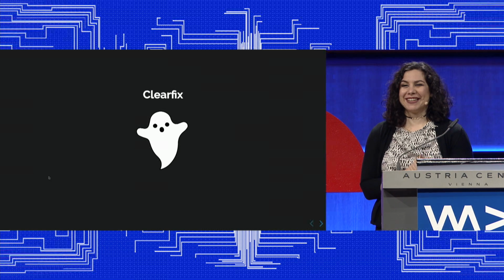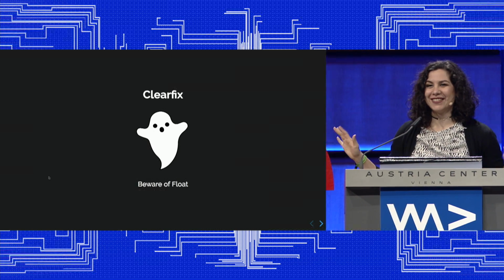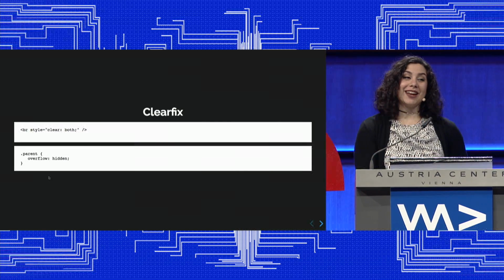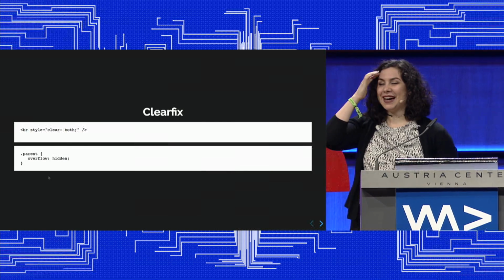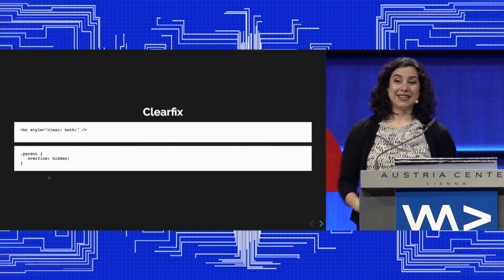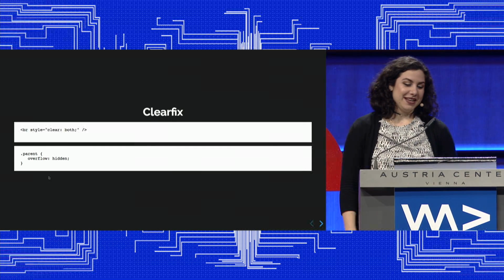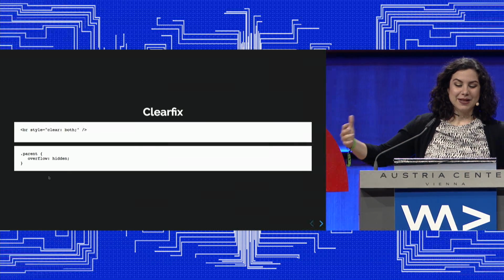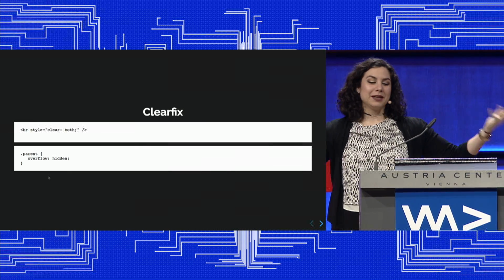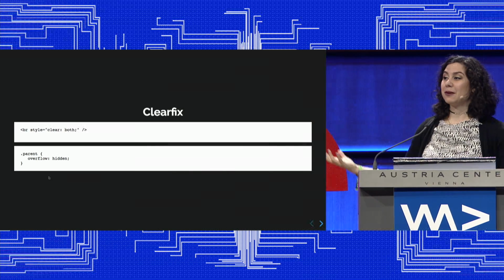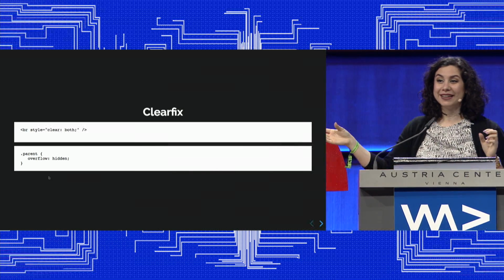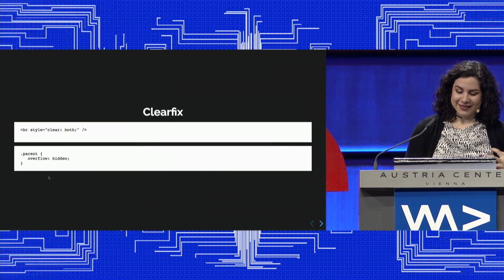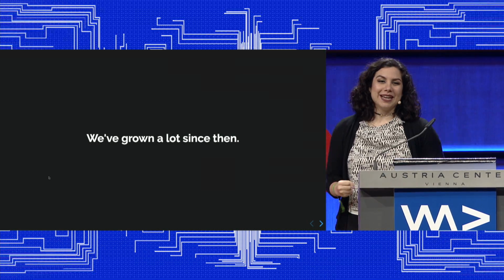ClearFix. Does anybody remember ClearFix? That's all I have to say. Beware of floats. This is something that I'm sure a lot of you are very familiar with. I remember I had to deal with this a ton when I was getting into web development, not even that long ago. And people would have to override these layout styles. They would do a break where they would clear both, or they would do overflow hidden on a parent to make rows work properly and not overflow each other.